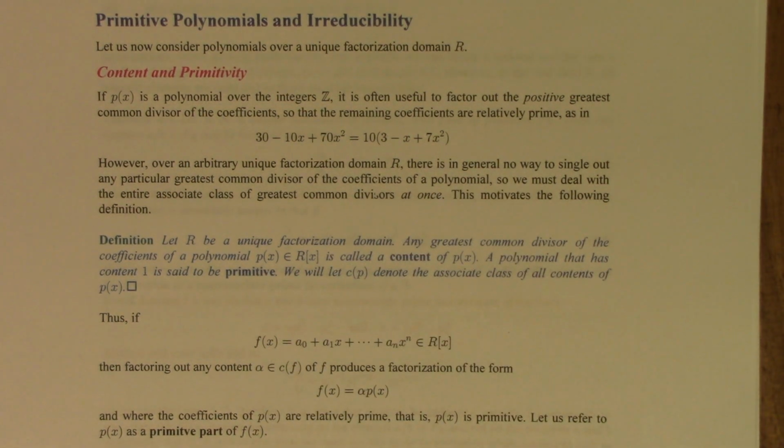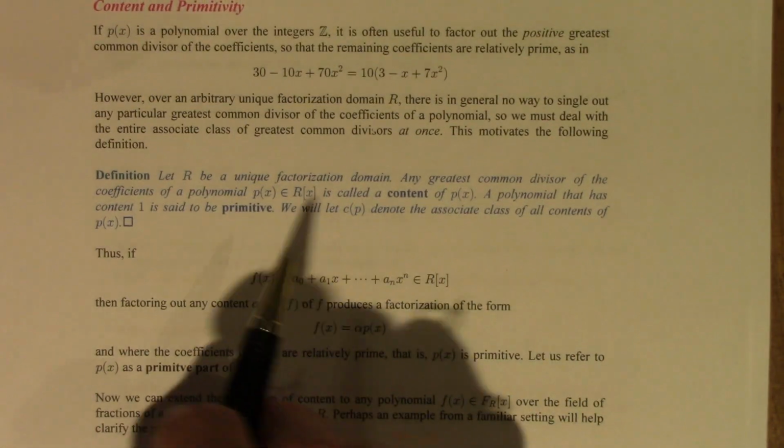Now that's easy to do over the integers, but over an arbitrary unique factorization domain, there is in general no way to single out any particular greatest common divisor of the coefficients. As we did for the integers, we singled out the positive greatest common divisor. So we're going to have to deal with the entire associate class of greatest common divisors all at once. And that motivates the following definition.